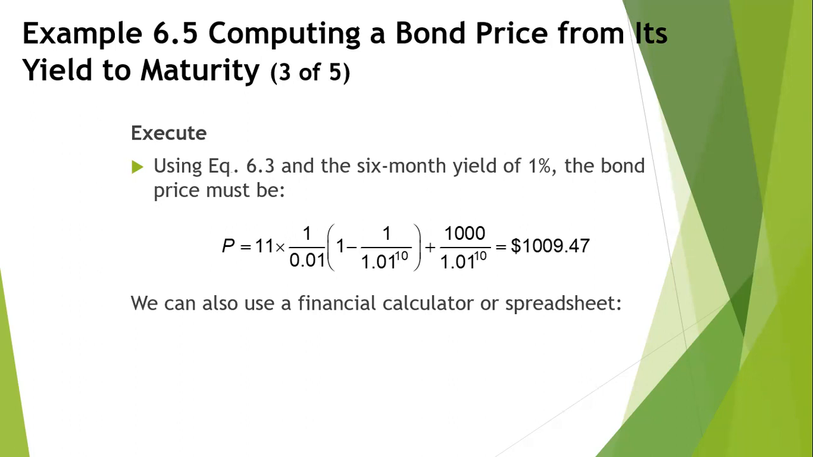Using equation 6.3 and the 6-month yield of 1%, the bond price must be P equals 11 times 1 over 0.01, times in parentheses 1 minus 1 over 1.01 to the 10th power, plus 1,000 over 1.01 to the 10th power, equals $1,009.47. We can also use a financial calculator or spreadsheet.